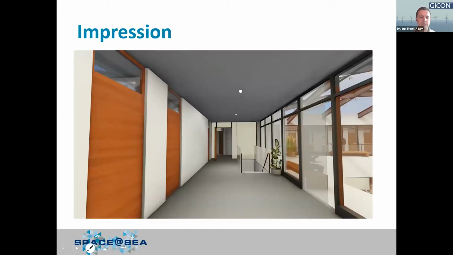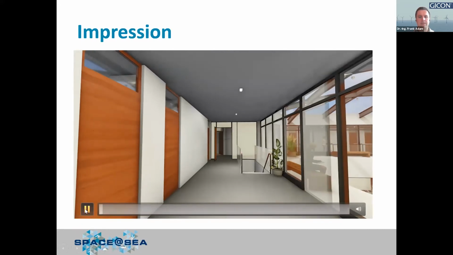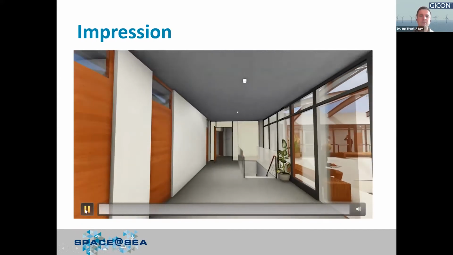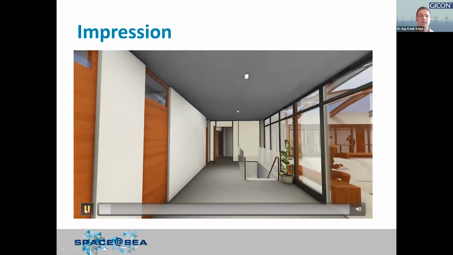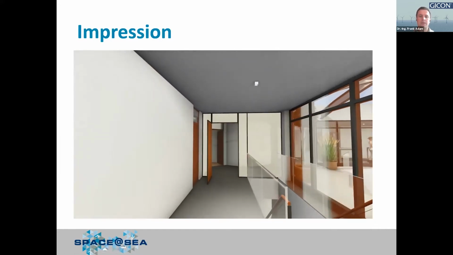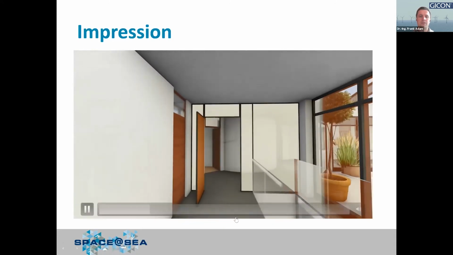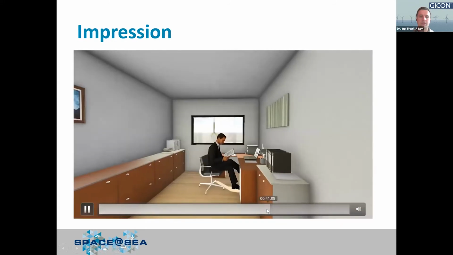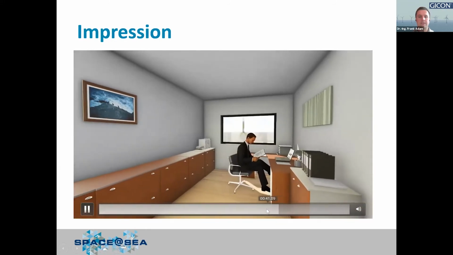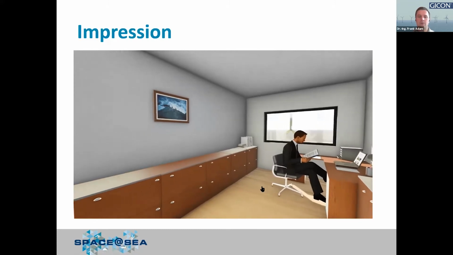Now I would like to present you some videos. Hopefully it works. This is an impression from the topside when you're going through the floor on the second deck into your working space. For example, here you're sitting in your working space, having a look outside to the offshore wind farm.